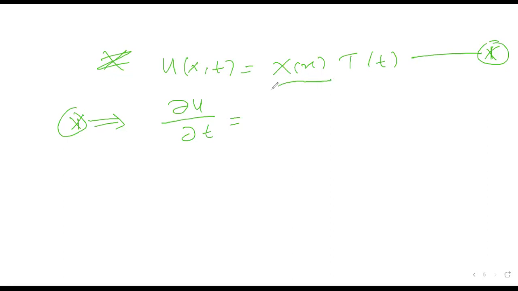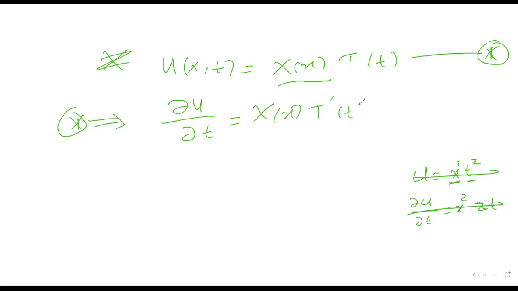So in a partial differential equation, what do we do? For example, u is equal to x squared t squared. What do you do? ∂u/∂t: you don't care about this one because we are treating it as a constant. The only thing is you have to consider this one as 2t, no? Yes. So commonly I can say this is X(x) times T dash of t. I'm going to abbreviate it as T dash.